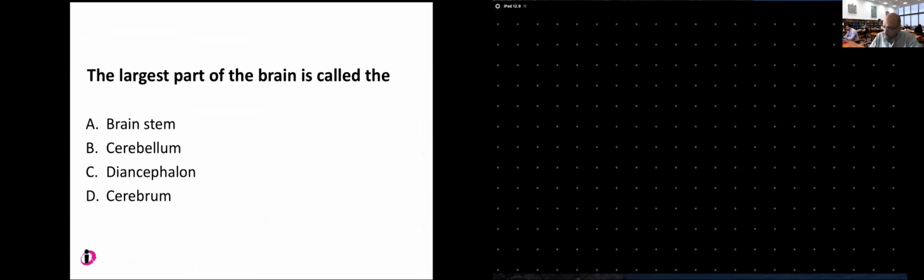All right, so our first question for the in-class activity for today: what is the largest part of the brain? And the only part that we have mentioned. Cerebrum. All right, so the cerebrum is formed by the cerebral hemispheres. The outer part is the cerebral cortex, which is the gray matter, and the inner part is the corpus callosum that attaches the two cerebral hemispheres.